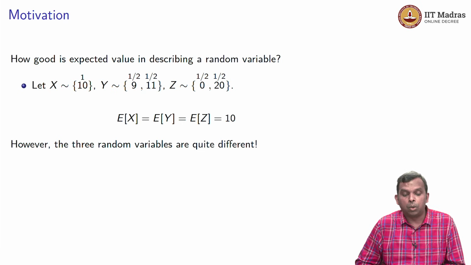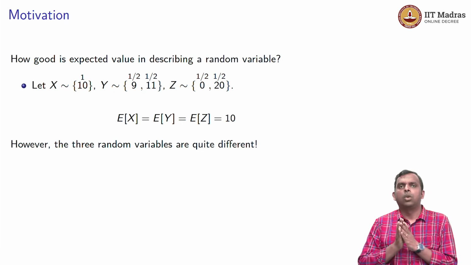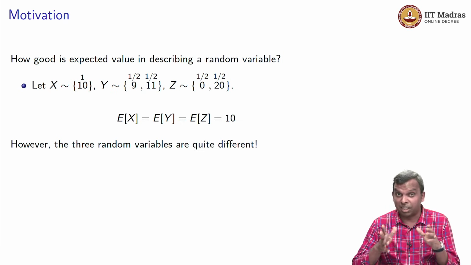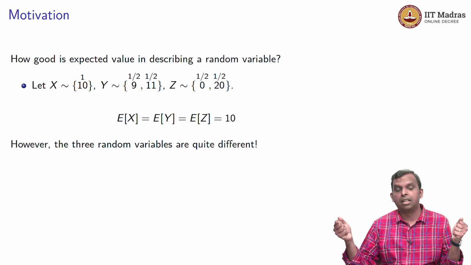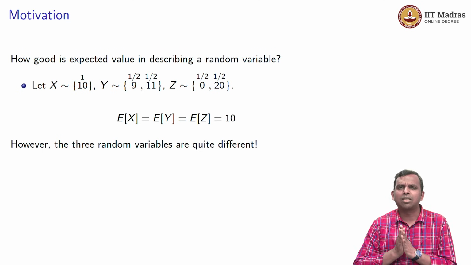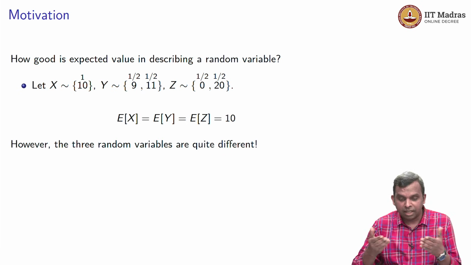Here's the motivation. If you remember, I started motivating expected value by saying that instead of giving the whole distribution and the entire data, you can give the average value. It sort of represents the distribution in some sense. Here's an example.